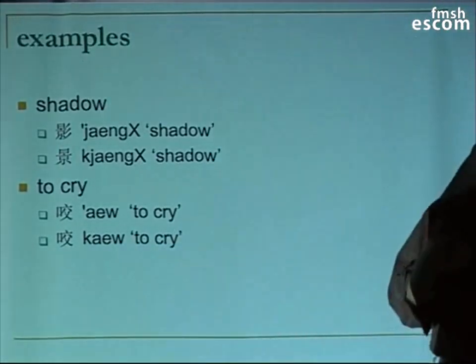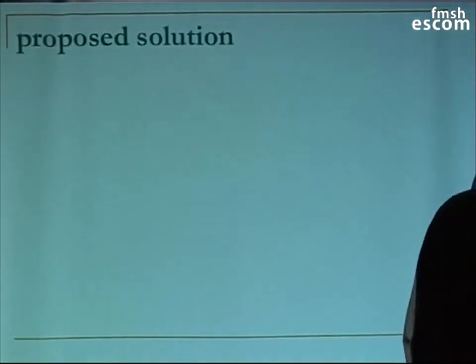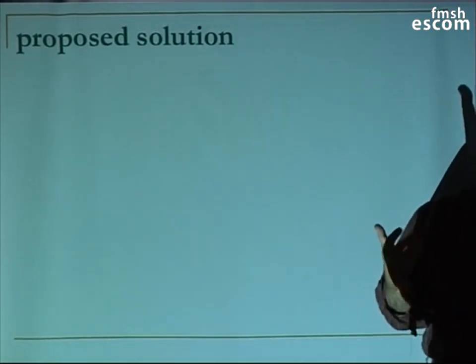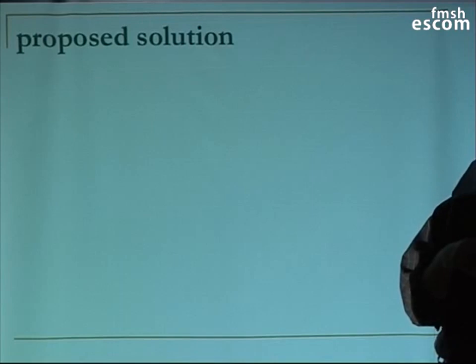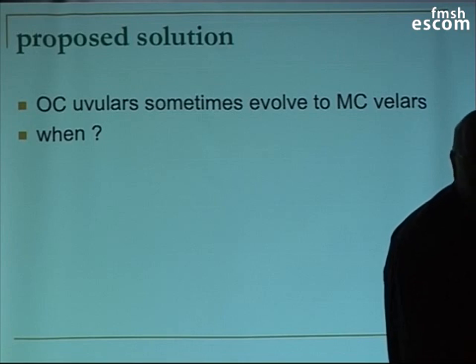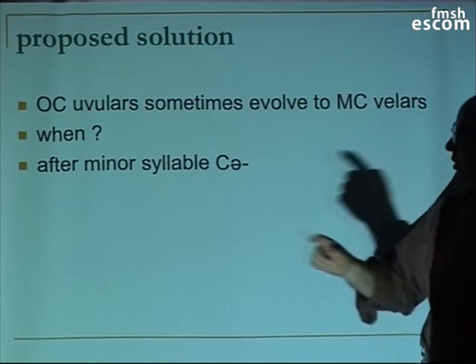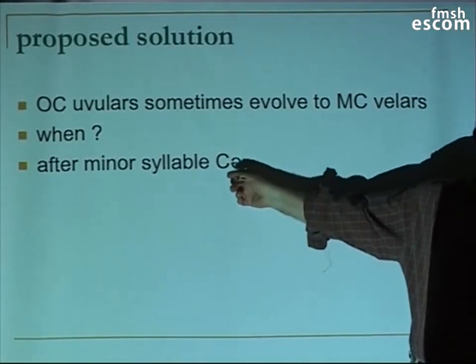Clearly, in order to solve the problem, you need a way of getting velars, getting K's out of Q's, getting velars out of uvulars, getting Middle Chinese velars out of Old Chinese uvulars. There must be a context in which Old Chinese uvulars evolve to Middle Chinese velars. Okay? And our proposed solution is that all Old Chinese uvulars evolve to MC velars after a presyllable, Sishua. That's our proposal. Okay?